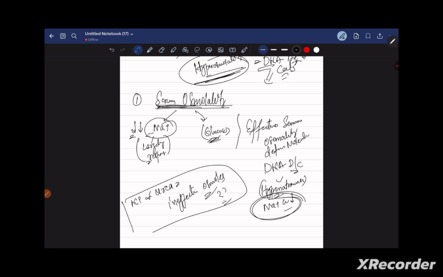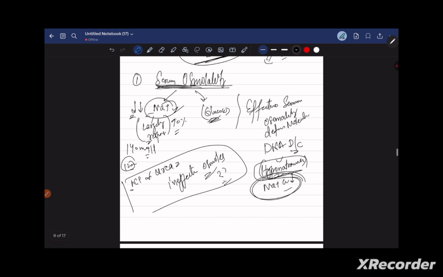So serum osmolality will not be increased, since 90% of serum osmolality is determined by sodium. Normally, if the sodium concentration is 140 milliequivalents per liter, in DKA patients it will be 120 milliequivalents per liter. So it will not lead to increased osmolality. Okay, so this is the reason, because of the hyponatremia.